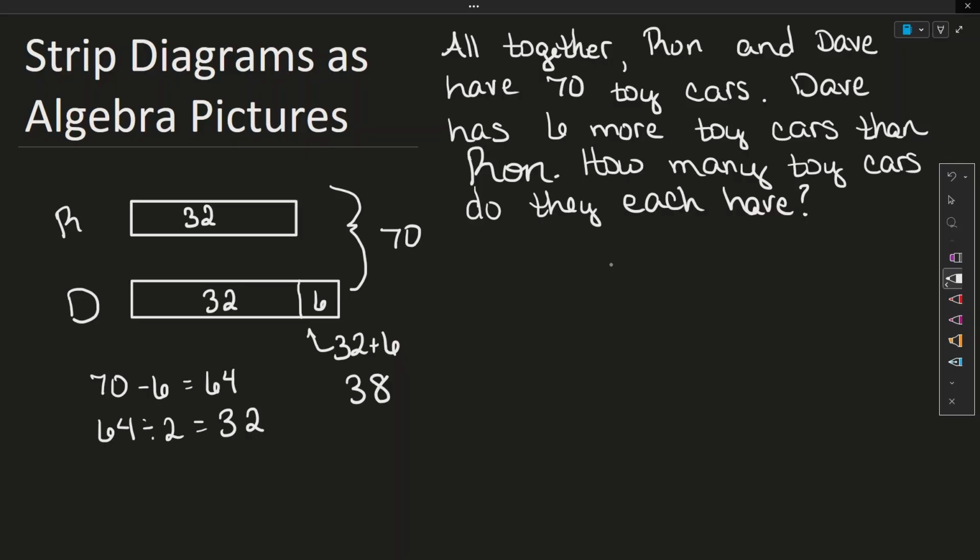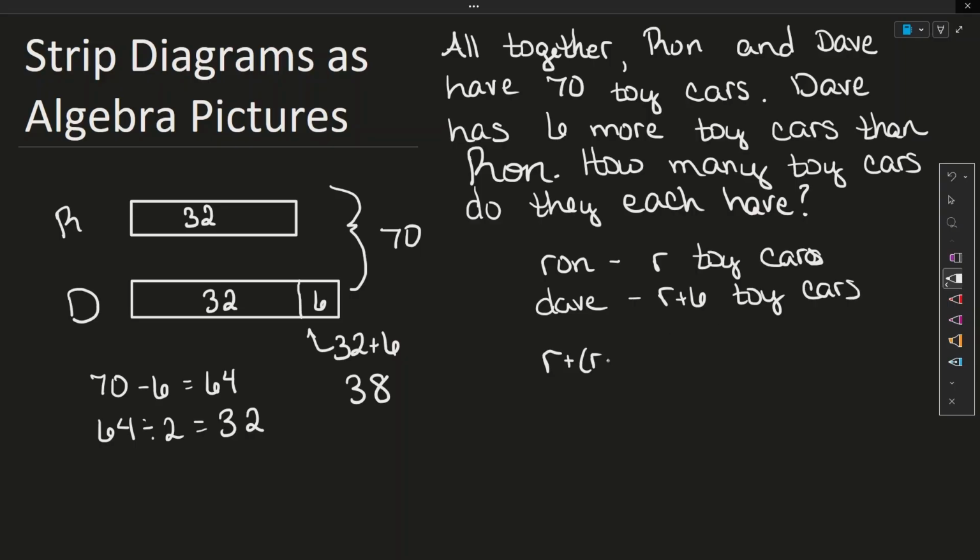Using algebra, we could let R be the number of toy cars that Ron has. So Ron has R toy cars. And that would mean that Dave has R plus 6 toy cars. That would give us Ron's toy cars plus Dave's toy cars should be equal to 70. This can be simplified to 2R plus 6 equal to 70.